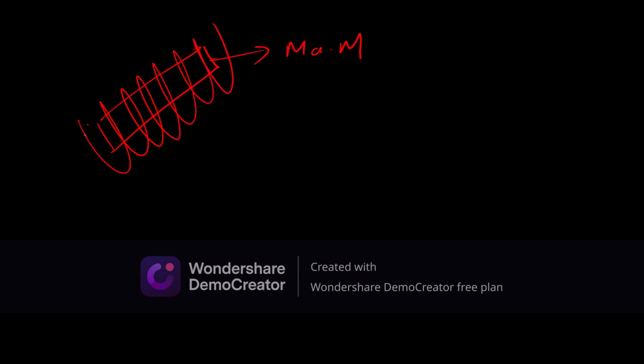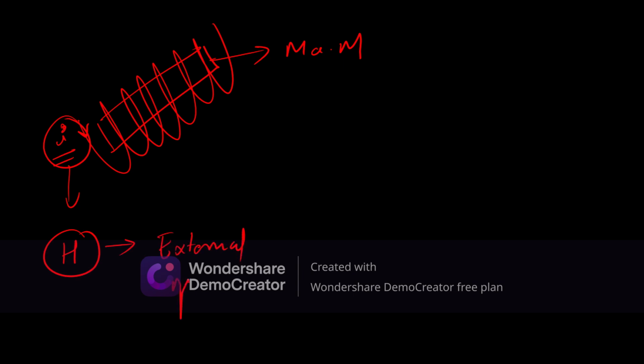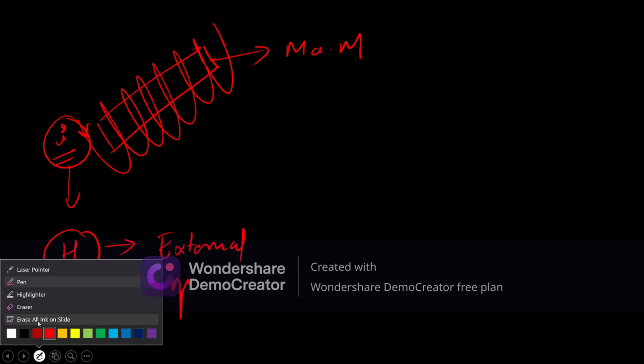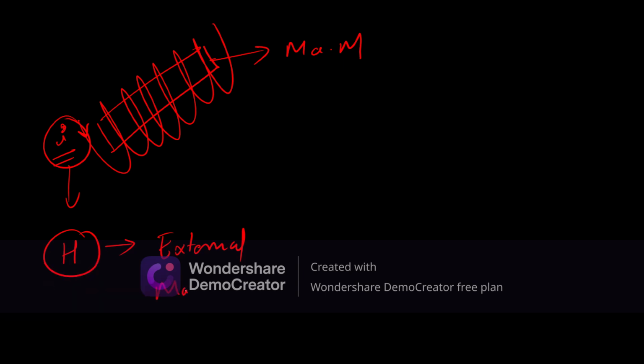And in this coil, I have just given a current, and because of this current, we know a magnetic field is going to generate. That magnetic field is known as H, which is the external magnetic field. Because of this current, electrons are going to move, and because of that, we are going to get this external magnetic field.